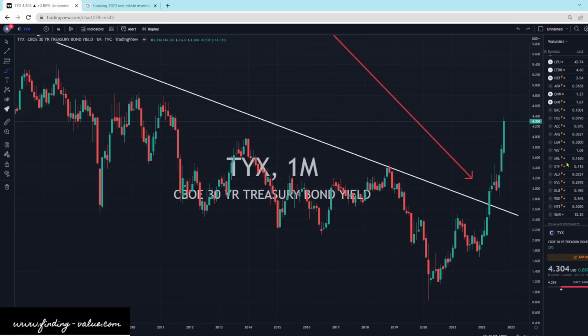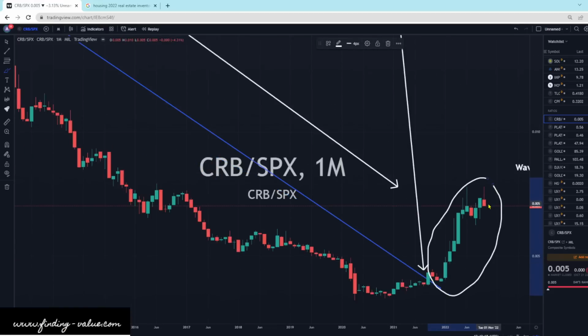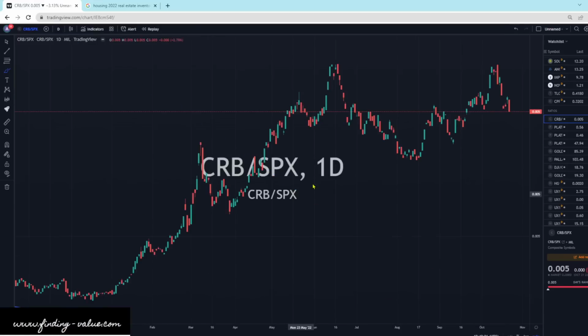Now the ratios, we'll start with the CRB to S&P 500. We are still looking fantastic from a long-term perspective. Again, stocks outperformed during this period that we went down. And then we have a new paradigm where commodities will outperform as we break that trend. And we are still in this trend. Now, that doesn't mean that we just go straight higher. We could pull back. We could move sideways for a while. And that's probably going to be the case. I think the S&P 500 is going to move on higher, and commodities may even underperform the S&P 500 for a little while.